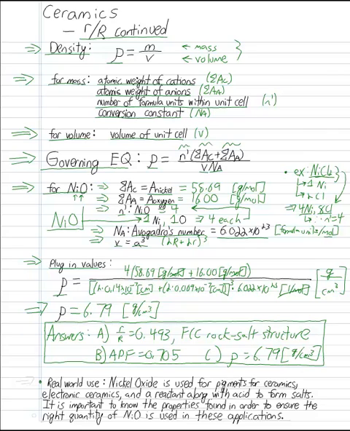We can also take a look at the real-world use of nickel oxide. Nickel oxide is used for pigments in ceramics, electronic ceramics, and it's also used as a reactant along with acid to form salts. It's then important to know the properties that we found in this example problem in order to ensure that the right quantities of nickel oxide are used in these applications.